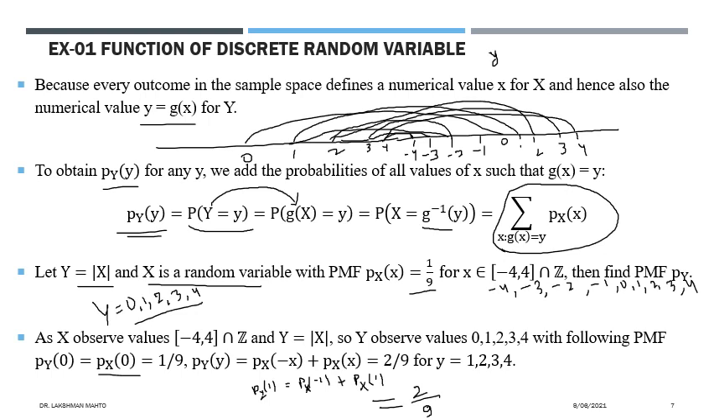Similarly you can calculate the probability that y equal to 2, that would also be 1 by 9 plus 1 by 9, 2 by 9. So for y equal to 1, 2, 3, 4 the probability mass function is taking value 2 by 9, and for y equal to 0, the probability mass function for y is taking value 1 by 9. So this is the distribution of y. From the distribution of x you can get the distribution of y. So if you are defining a function of a random variable, you must know what the values of the random variable are and what the distribution is. Both things must be clear to you, then you can define a function of a random variable.